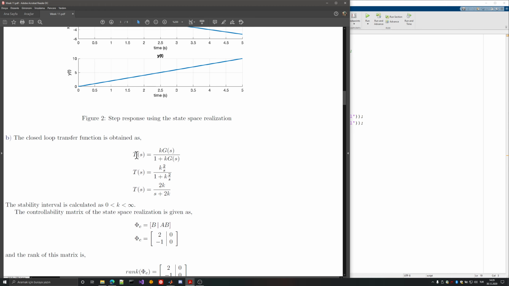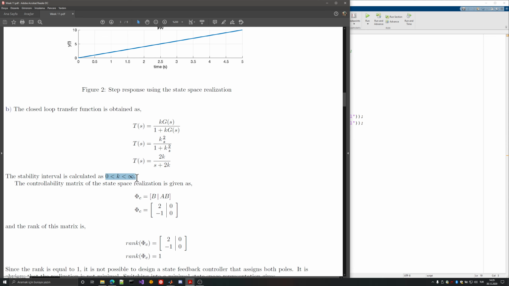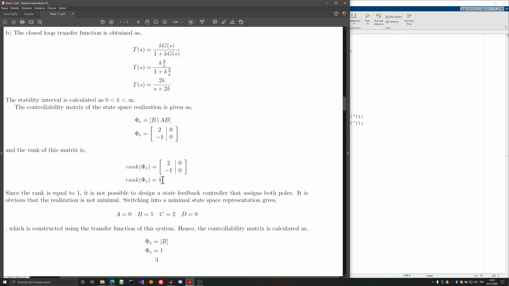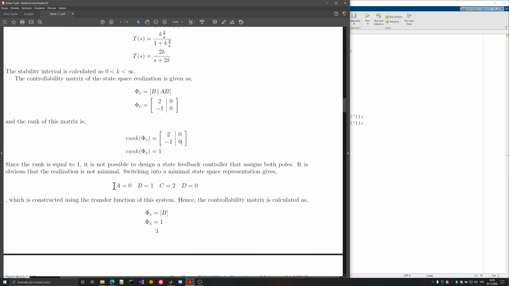Now the closed loop system using a p-type controller is 2k divided by s plus 2k, and the stability interval, as I've told you before, is this, and then you have this controllability, and you get this rank 1. This means that you have basically a first order system, because there are controllability issues here. So if you reduce it to the first order system, then you will get A0, B1, C2, and D0. Basically what I mean here is that you can change B to 2 and C as 1, or 4 and 0.5, so 4 times 0.5 gives me 2.